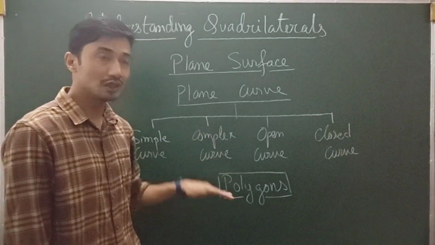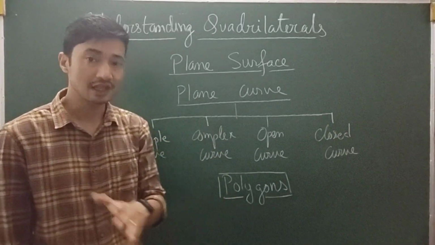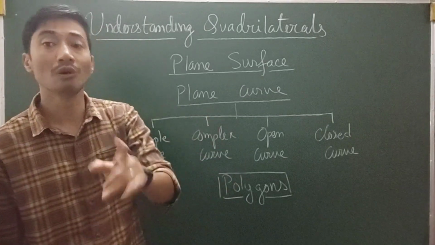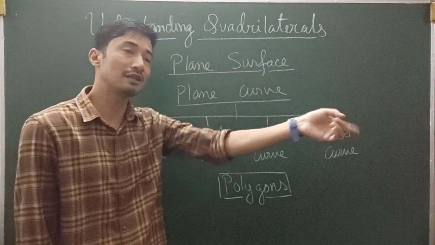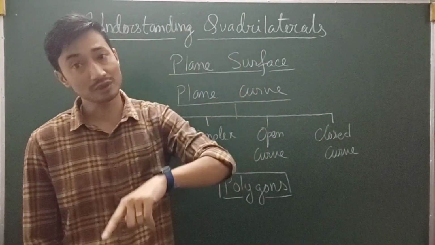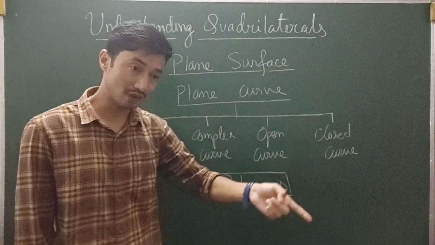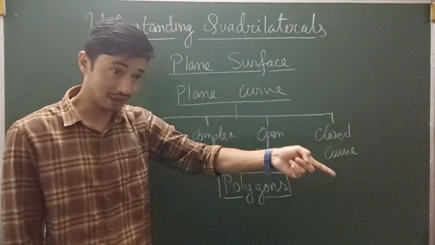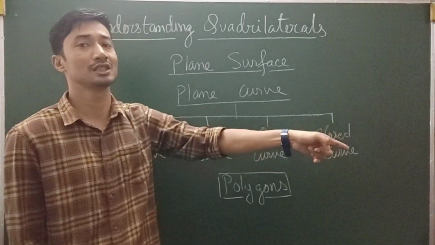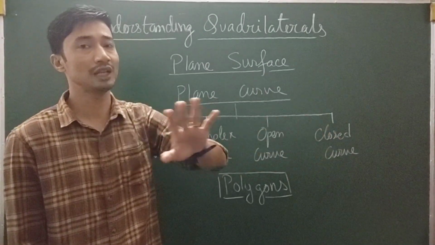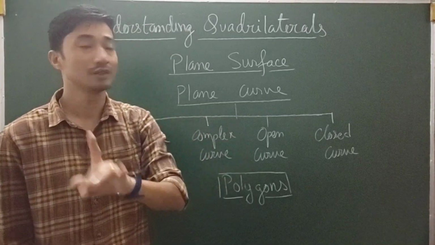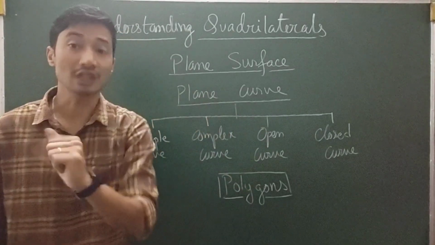After polygons, we will learn some properties of polygons and different types of polygons. After that we are going to quadrilaterals, where we will learn some properties of quadrilaterals, different types of quadrilaterals, and special types of quadrilaterals. But by the end of this playlist, the videos of this chapter, everything will be clear to you. Trust me.